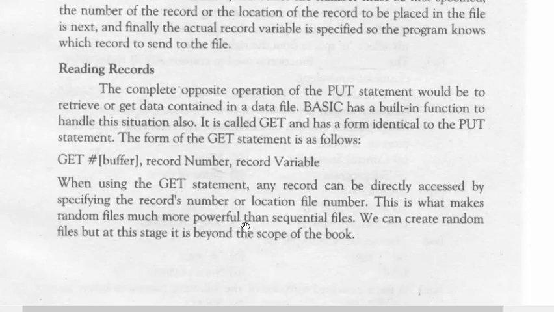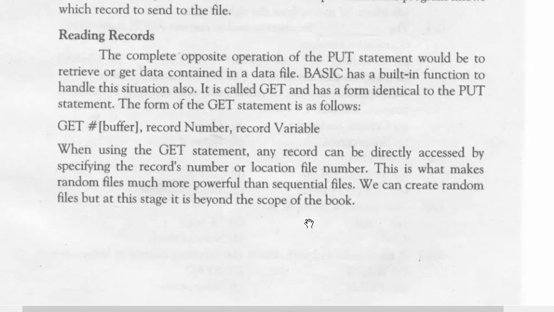When using the GET statement, any record can be directly accessed by specifying the record's number or location. This is what makes random files much more powerful than sequential files. We can create random files, but at this stage it is beyond the scope of the book. You just have to understand what it is, but we are not going to study it at this level. You may study it in our later classes.